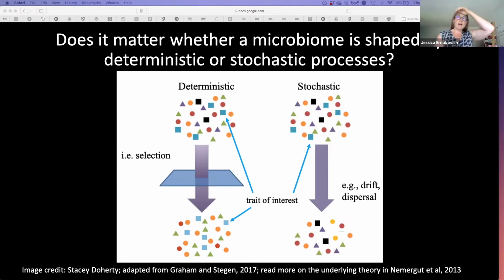But if we think of stochastic processes, here I'm showing probably drift, because we're having a random loss of those blue members. You could also have instances where dispersal actually introduces members, so you could have a gain in function. You can also have instances where dispersal overrides other factors and ends up diluting the functional capacity of that community.